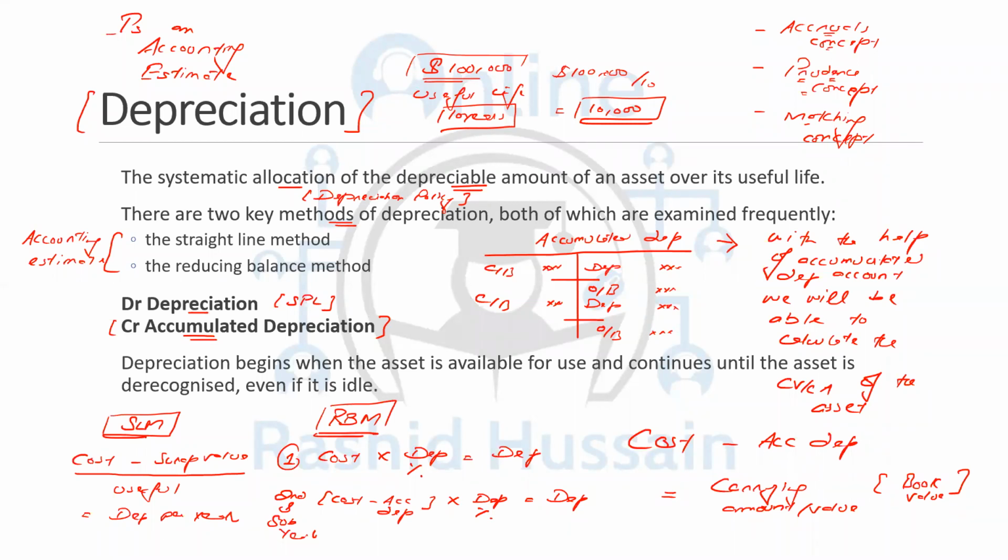There will be two methods mainly within the exam. The straight line method, in which you are going to charge the depreciation on cost. In the reducing balance method, in the first year, it is going to be on the cost, and in the later years, it is going to be applied on the carrying amount. So depreciation is an application of all the concepts, which include the accruals concept, prudence concept, matching concept. The double entry is debit depreciation. We charge that as an expense in the statement of profit or loss, and credit accumulated depreciation. Accumulated depreciation is an account in which we are accumulating the depreciation so that we are able to calculate the carrying value at any point in time.